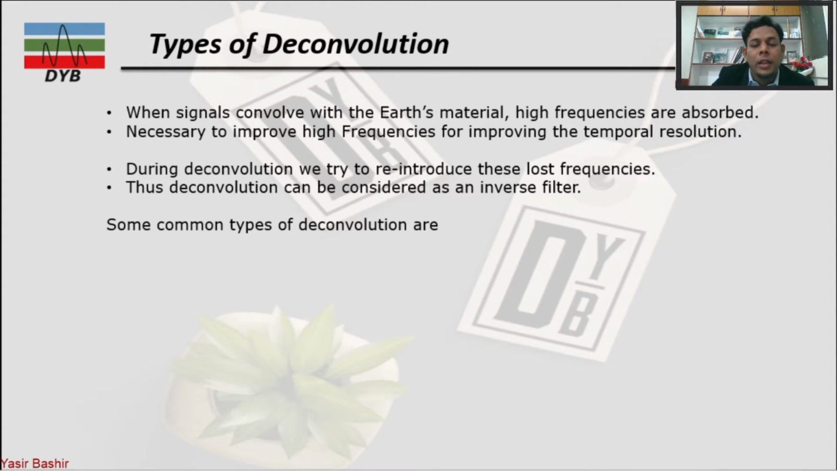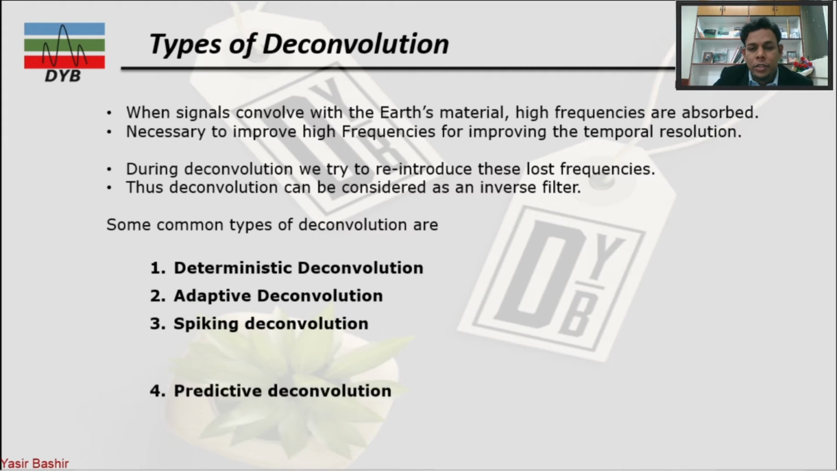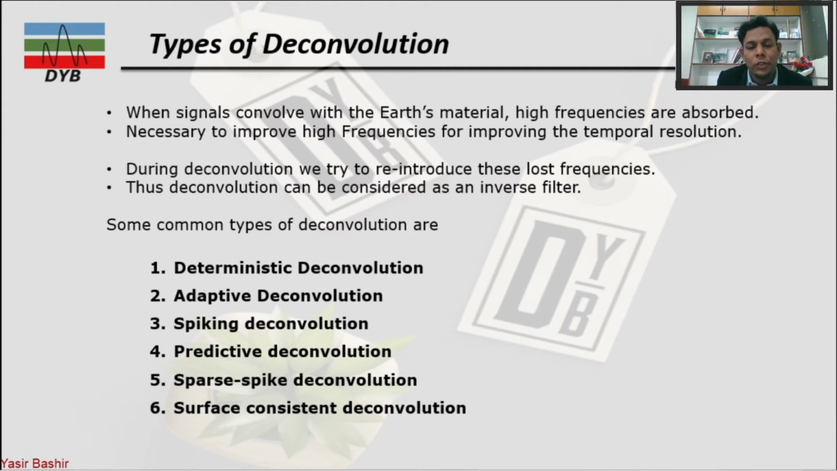There are some deconvolution methods, which are called deterministic deconvolution, adaptive deconvolution, spiking deconvolution, predictive deconvolution, and surface consistent deconvolution. We are not going into detail of each deconvolution method, but that will be explained later in some other video.